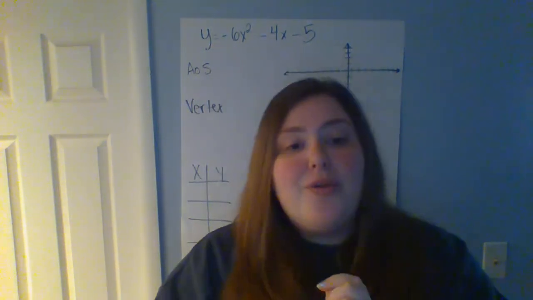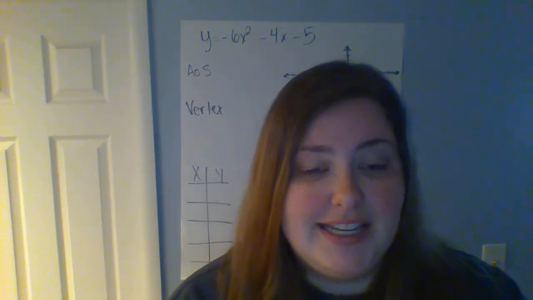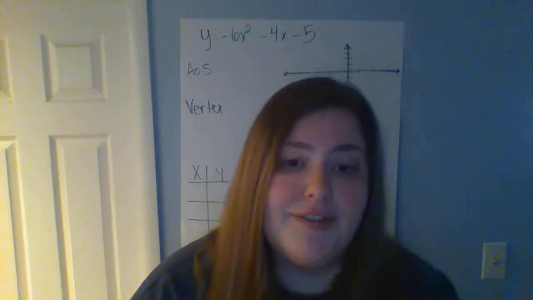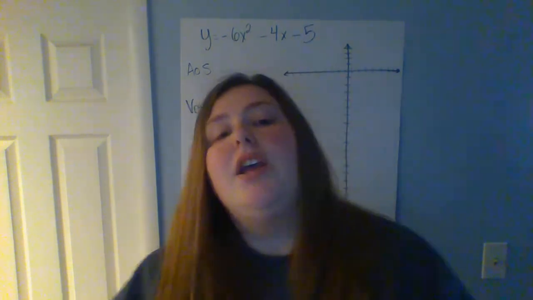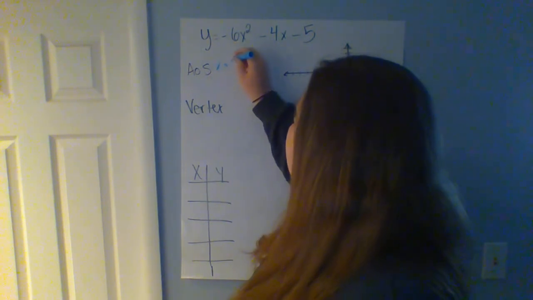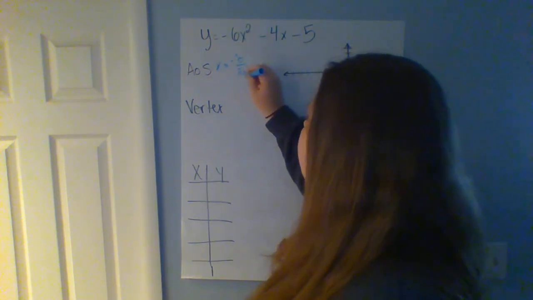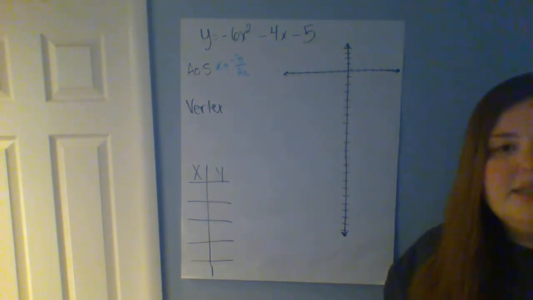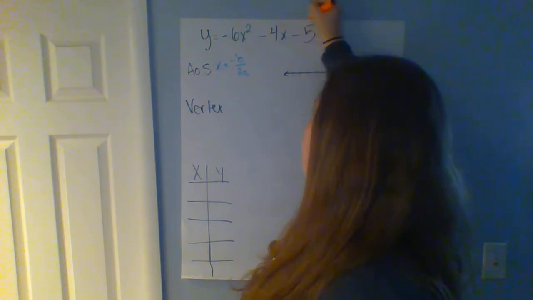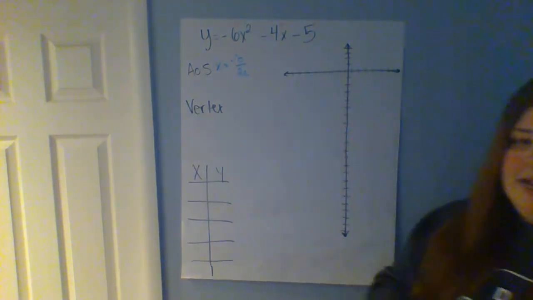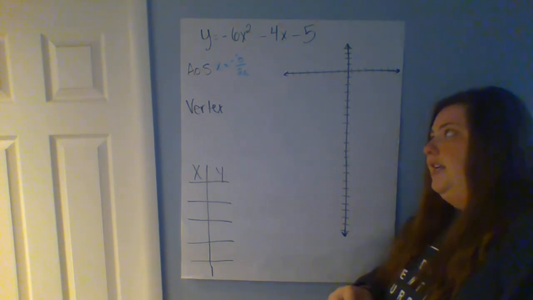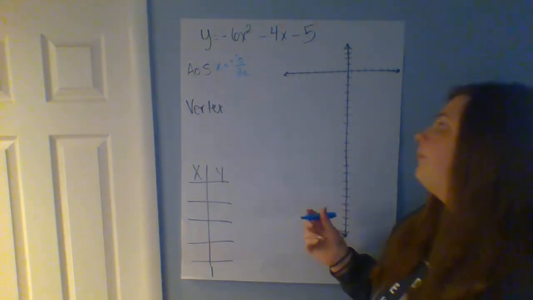All right, so now we are going to look at the equation negative 6x squared minus 4x minus 5, and we want to graph it. So the first thing that we have to do is find our axis of symmetry. So we have the equation x equals negative b over 2a. In this function, our a is negative 6, our b is negative 4, and our c is negative 5. So now we are going to plug those values in to find our axis of symmetry.